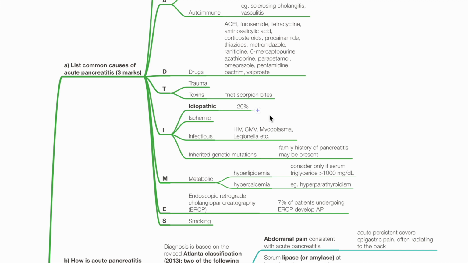Ischemic, infectious, such as due to HIV, CMV, Mycoplasma or Legionella, or inherited genetic mutations, whereby family history of pancreatitis may be present. M stands for metabolic, such as hyperlipidemia or hypercalcemia. E stands for ERCP and S stands for smoking.